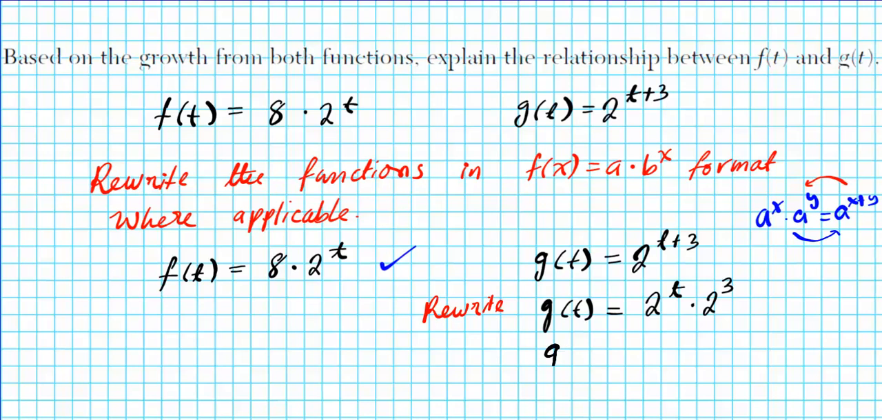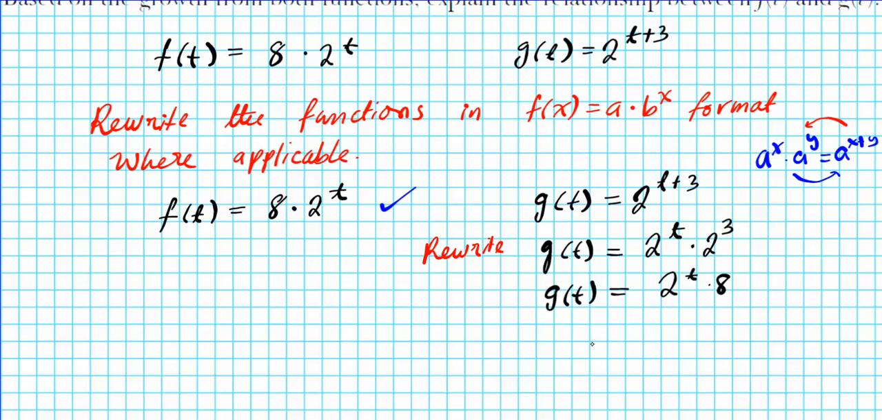So we have g of t is equal to 2 to the t, 2 to the third power is 8. Okay, now since multiplication commutes, we can rewrite g of t as 8 times 2 to the t. Now look at f of t and look at g of t. What do you notice? They are identical.